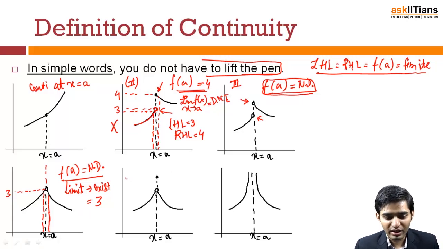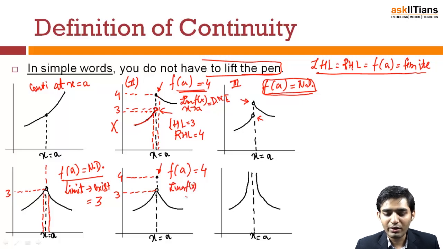Again, suppose I say that this value is 4 and this value is 3. In this case, what is f(a)? There is a dot here, right? So f(a) will be 4. But what will be the value of the limit? The limit of f(x) will be 3, right? Because LHL and RHL both will be 3. If I check at x equal to a minus or at x equal to a plus, in both the cases I will get the limit of this function equal to 3.